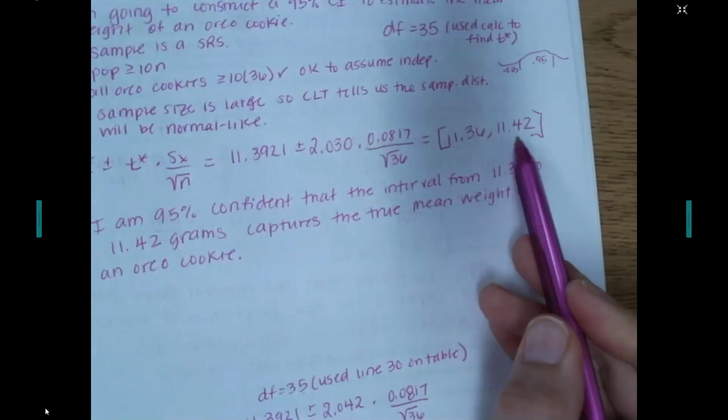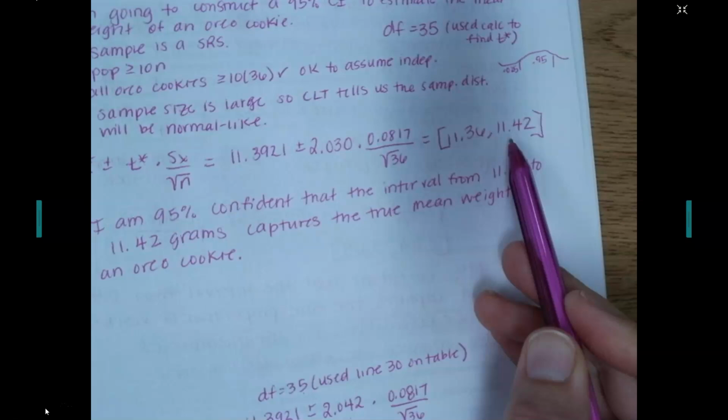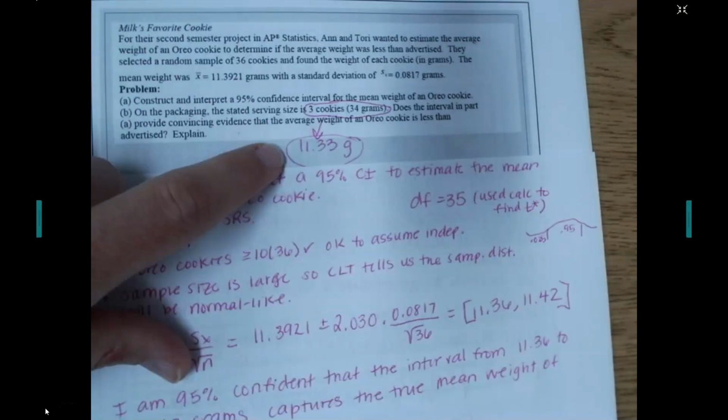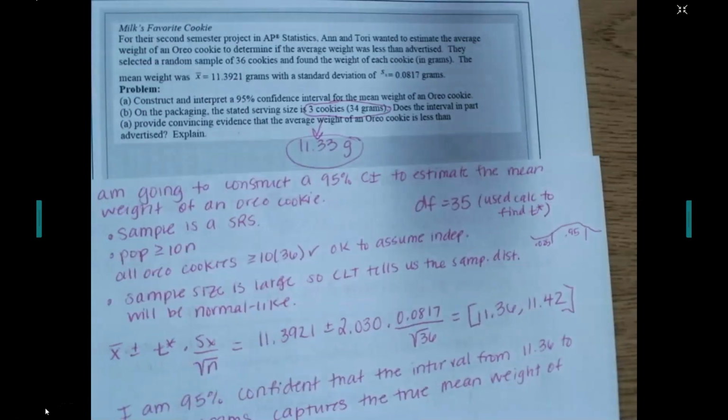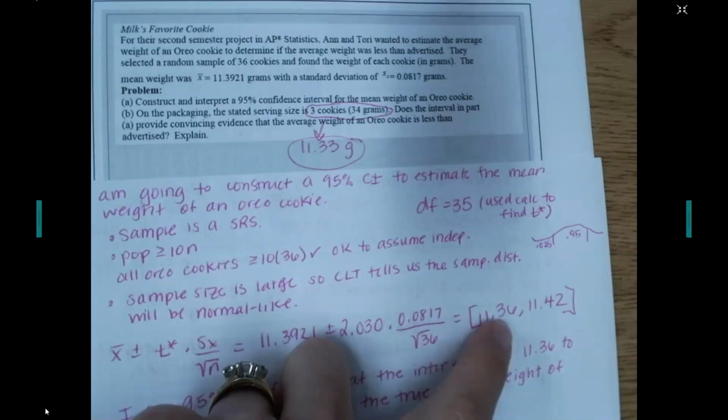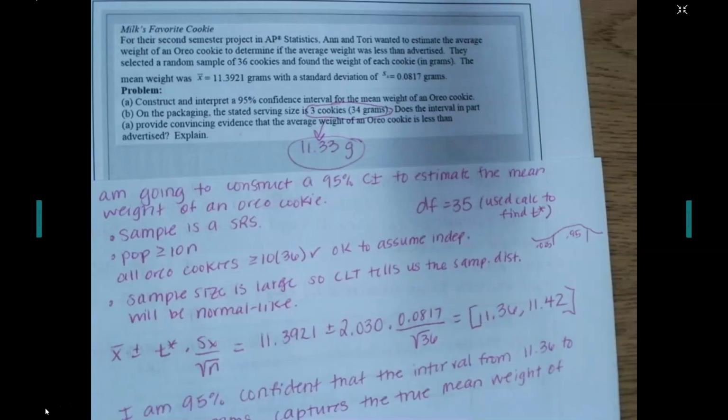Well, look at our interval. Well, actually, what we found was they weighed more than advertised, didn't we? The whole interval is more than what the claim is. So actually, on the contrary, I think I have evidence that they're actually way more than what's being advertised here.